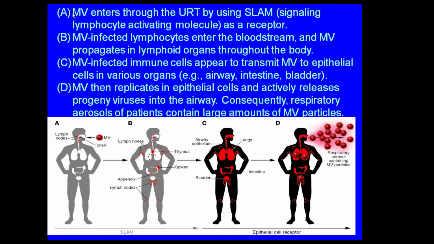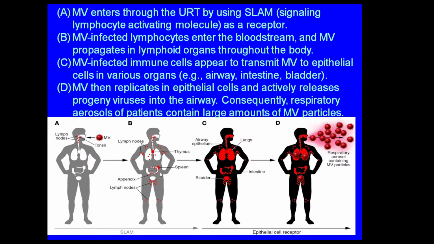So usually measles virus enters, that's the pathogenesis of the disease, through the upper respiratory tract by using SLAM, or signaling lymphocyte activating molecule. That's the definition for the abbreviation SLAM. So in the upper respiratory tract, measles virus uses it as a receptor. Then the measles virus infected lymphocytes usually enter the bloodstream. Please pay attention that measles virus doesn't replicate very much in the mucosal layer at the beginning, or initially. So it rather infects the dendritic cells or T cells.